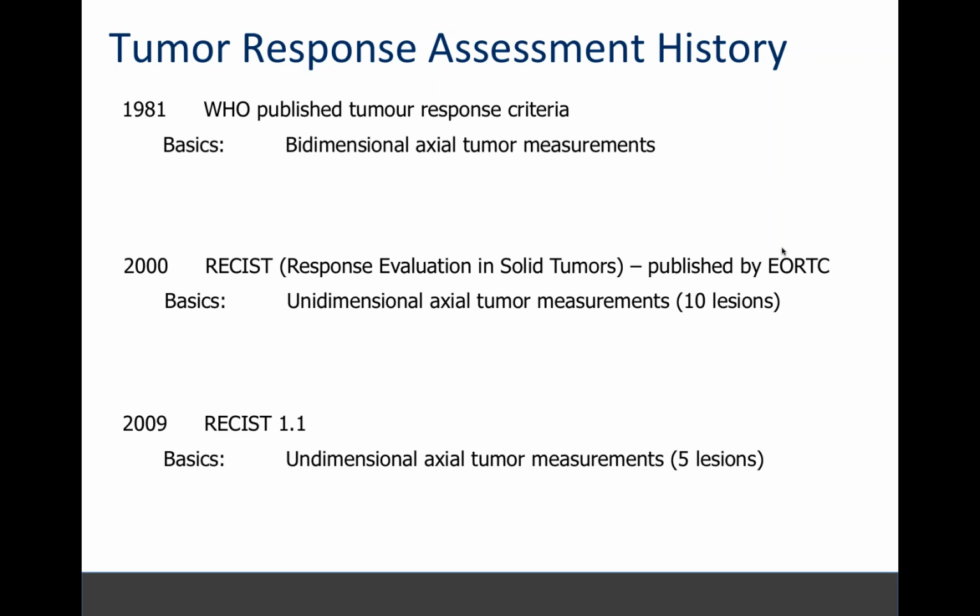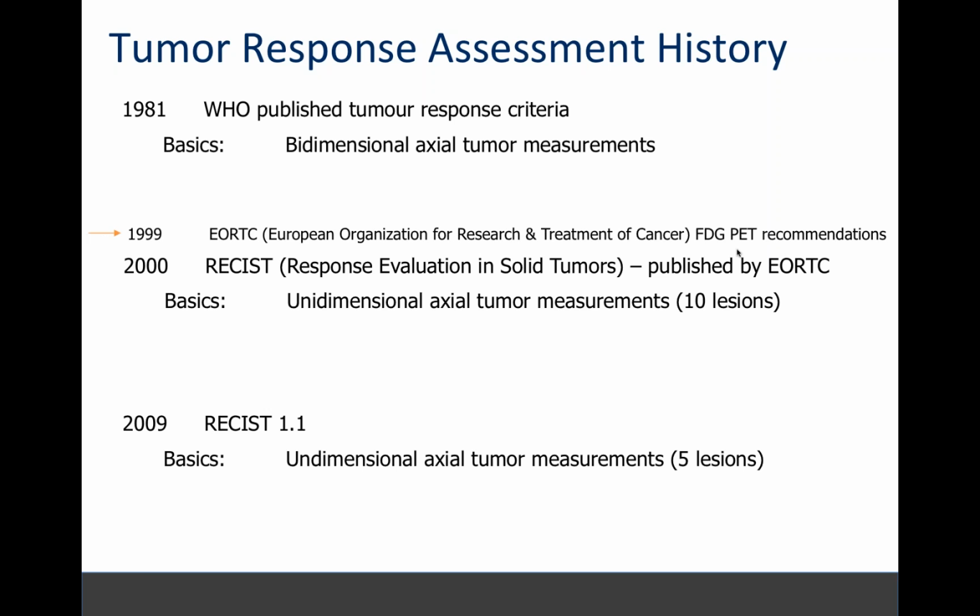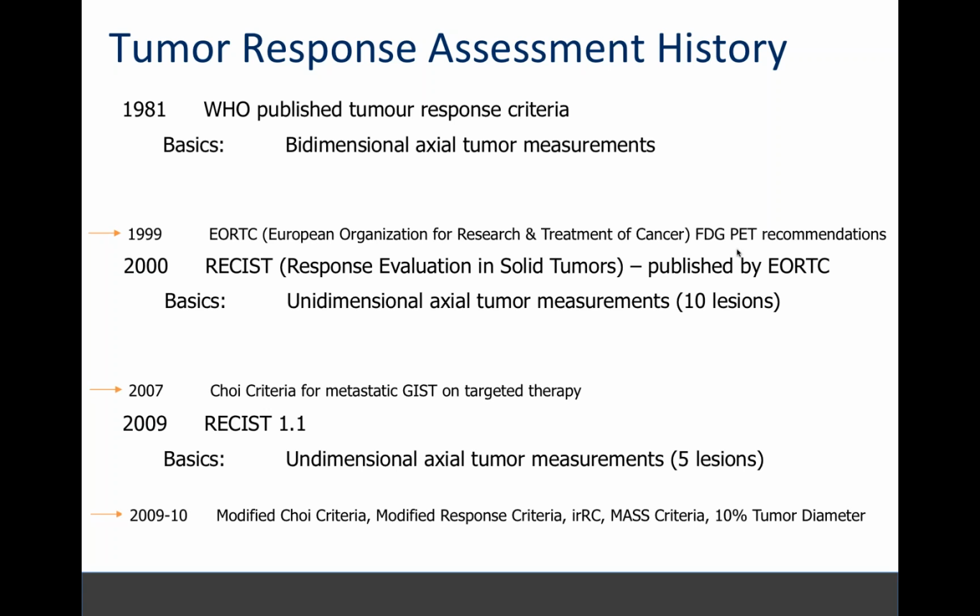Now, these are the core criteria that we use for tumor response assessment, but a lot of other criteria have popped up, and so we're going to talk about some of those now. So, for example, the European Organization for Research and Treatment of Cancer had PET recommendations that came out in 1999. And then Choi criteria that Tim mentioned came out for metastatic GIST on targeted therapy in 2007. And that took into account not just tumor size changes, but also attenuation changes. Some people say the word density, but more correctly stated, it's attenuation.